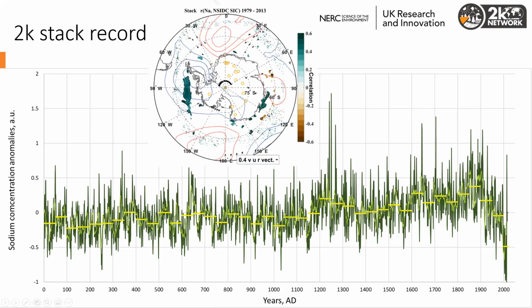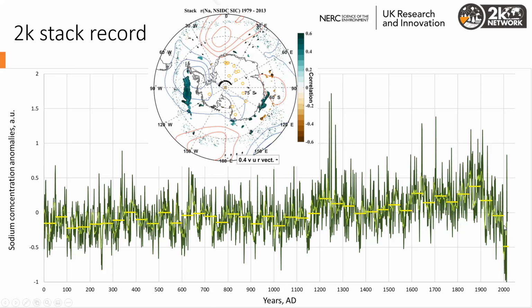If we build a spatial correlation map of our stack record, based on a few ice cores which span the full 2000 years, and they're marked here with yellow circles, so if we build a spatial correlation map of this stack record with sea ice concentration, with geopotential height and atmospheric circulation in Antarctica, we see this picture, which means that at least for the period which covers satellite era observations, which is this period on the record.